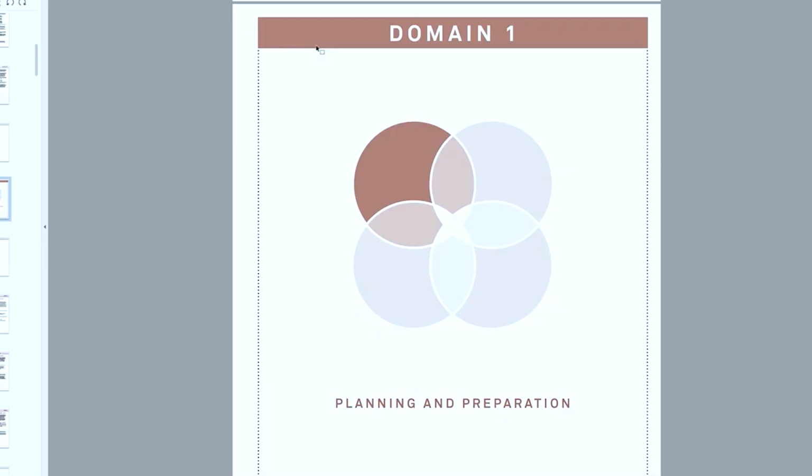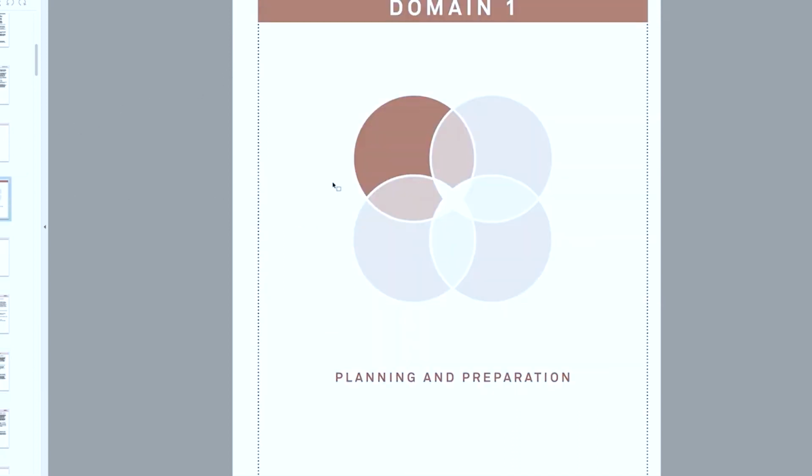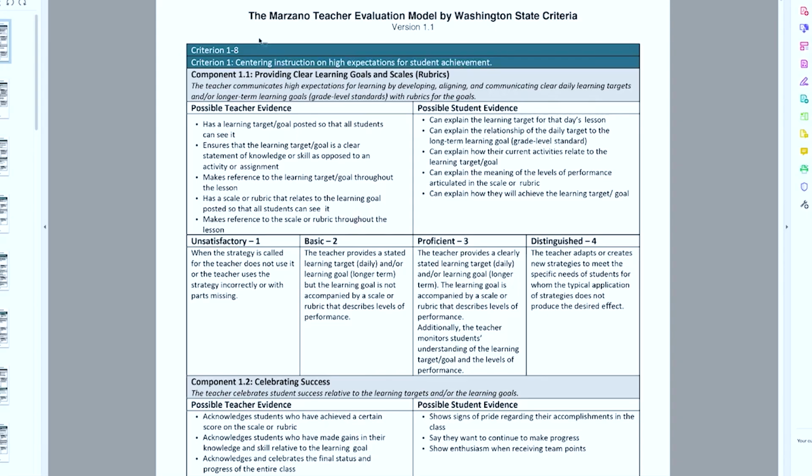Both are very similar. Like this one is the Danielson Rubric. You can see here that she has, this is demonstrating knowledge of content and pedagogy. This is part of the planning portion. We're in domain 1, which is planning and preparation here. If you look at Marzano's, he has criteria here as well, and his is starting with high expectations for student achievement. That's still part of the planning and preparation because you're setting the expectations in your planning and preparation. It's just set up a little bit different.